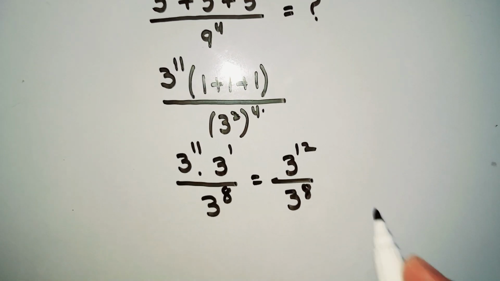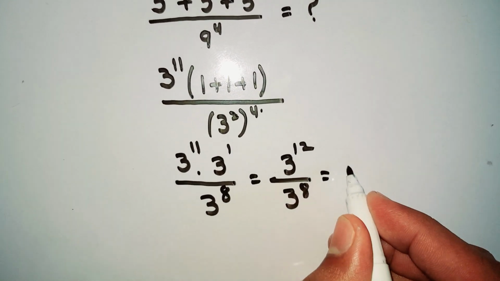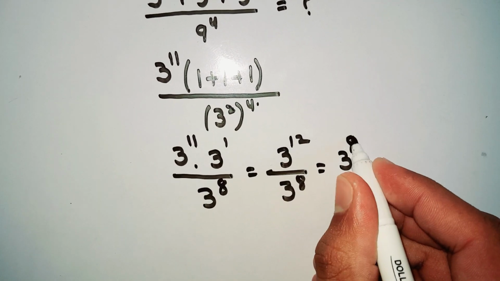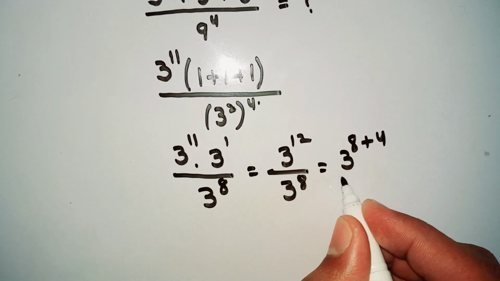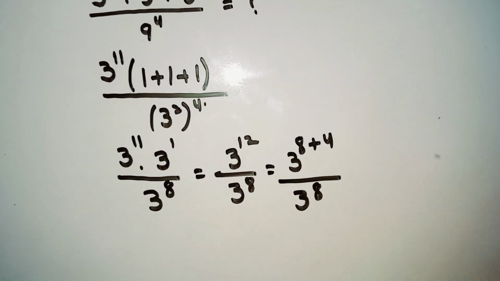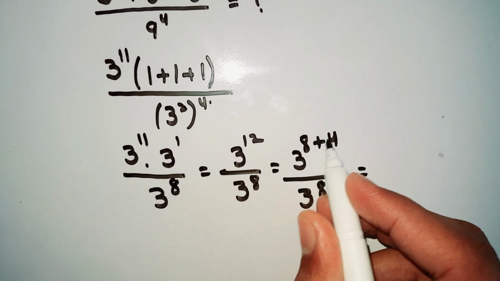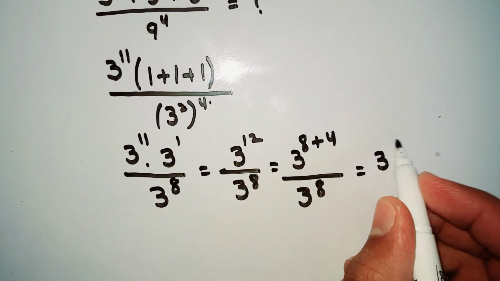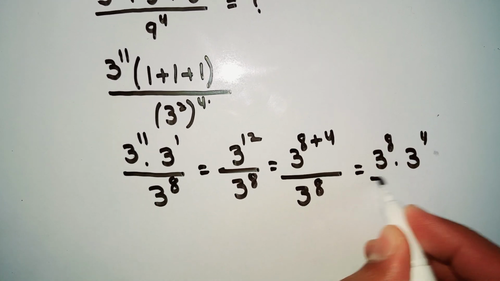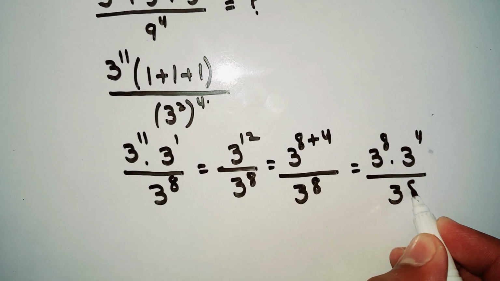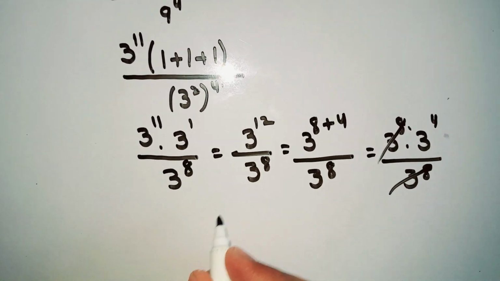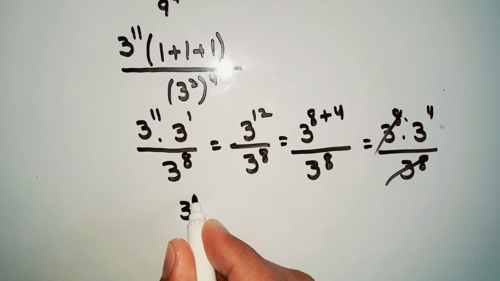So now here we write 12 as 8 plus 4, so 3 power 8 plus 4 upon 3 power 8. Now we again break these powers, so we write 3 power 8 multiplied by 3 power 4, divided by 3 power 8. So now 3 power 8 and 3 power 8 cancel. So we write 3 power 4.